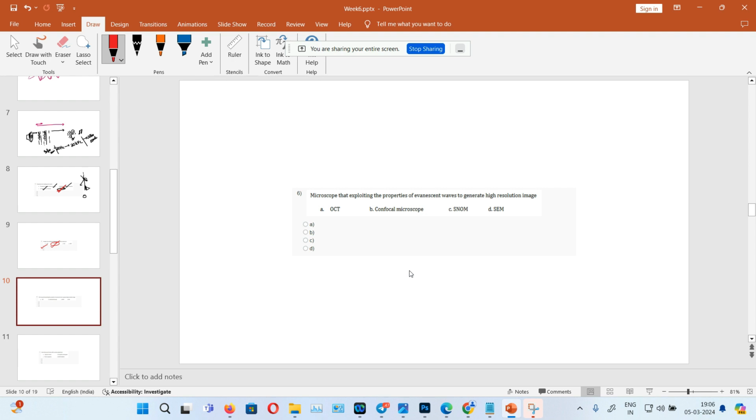A microscope that exploits the properties of evanescent waves to generate high resolution images. Let us see. The options given here are OCT, confocal microscope, SNOM, and SEM.